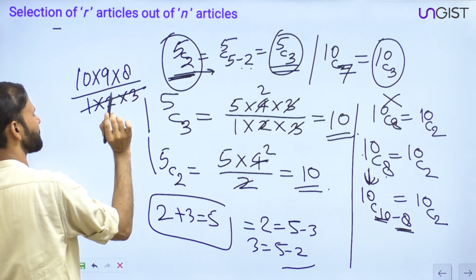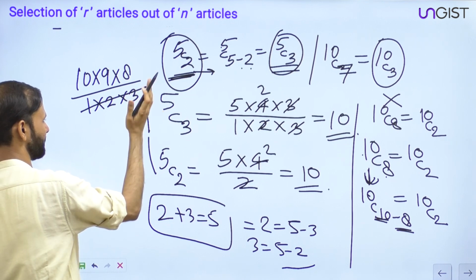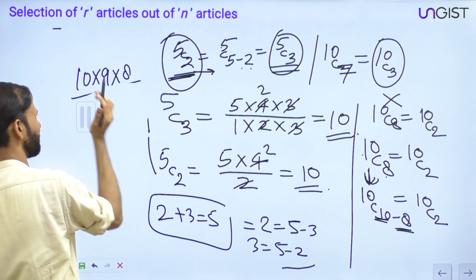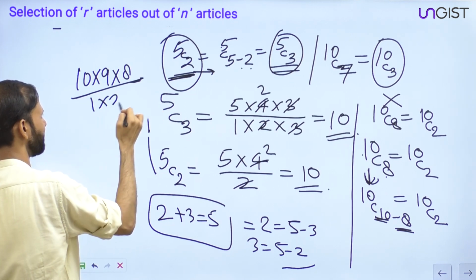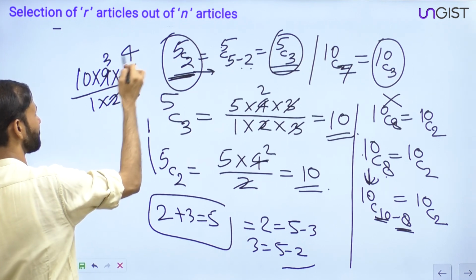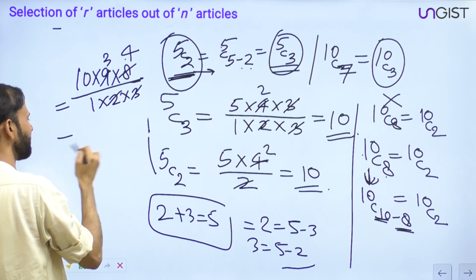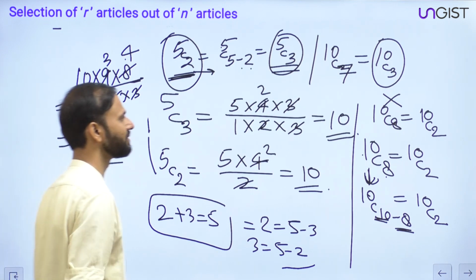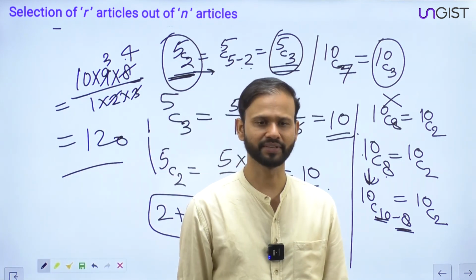Just wait, let me solve it like this. This is 1, 2, 3, so this is 3 and this is 4. 3 into 4 is 12. 12 into 10 is 120, right? So 10C3 will be what? 10C3 will be 120, right?